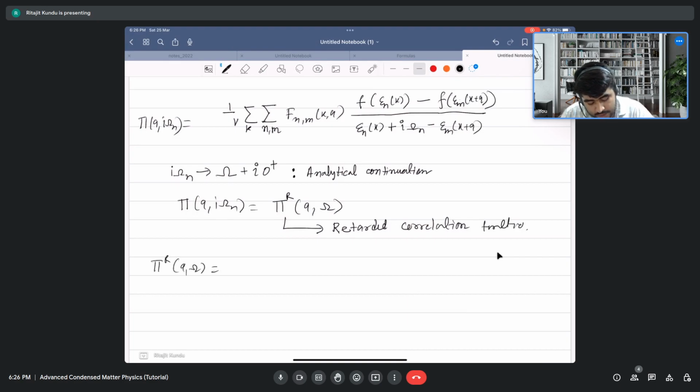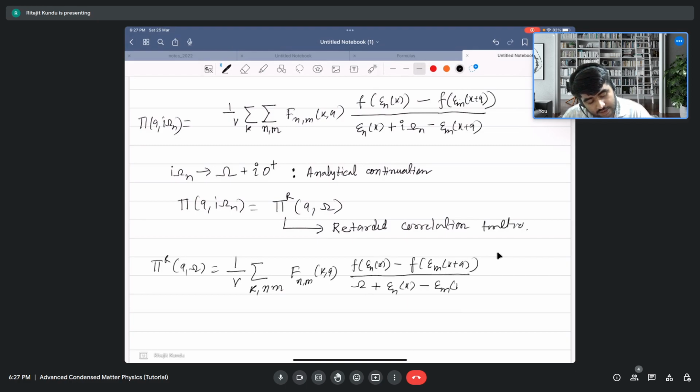So Pi_q(omega), and then I have all of these things like 1 by V, summation over k, n and m states. Remember that we started out with a Hamiltonian which is a matrix, so the summation goes over all of the states, m, n, k, q, and we have this f(e_nk) minus f(e_m k+q), over omega plus e_nk minus e_m k+q plus some i delta. This is how the retarded function looks.